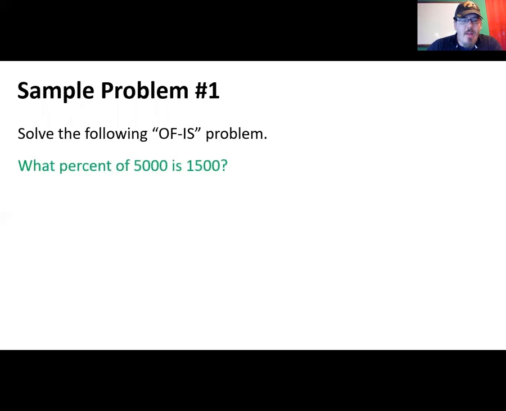So the first problem we're going to look at is a generic problem to illustrate the process. What we want to do is figure out what percent of 5,000 is 1,500. When you think about these kinds of problems, they always have the same structure. You're going to be multiplying two things together to equal some sort of value. The key thing is that the times symbol is represented by the word of. The equal sign is represented by the word is.